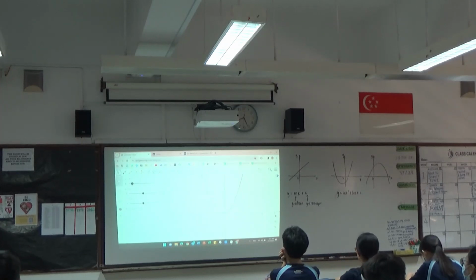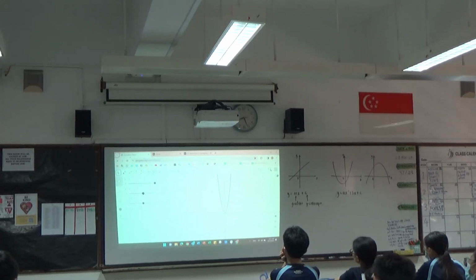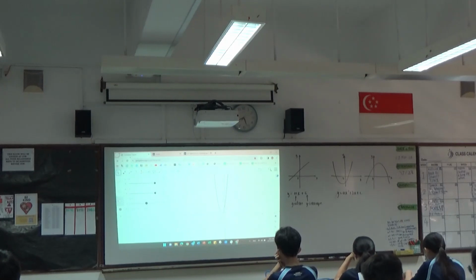If I increase the value of a, we find that your curve gets narrower and narrower. It goes inwards. When I increase my value of b, I find that your curve shifts. There's no particular way in terms of shifting it, and we're not going to explore it today. Then for c itself, notice that your curve just goes up and down. So that is what we observe.